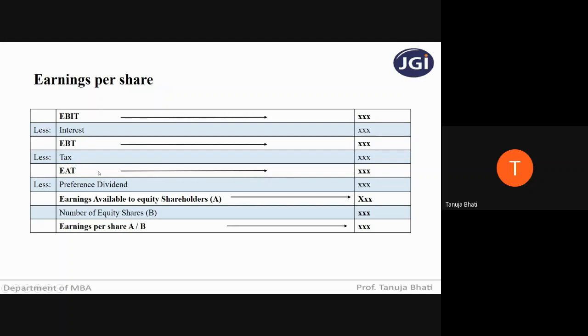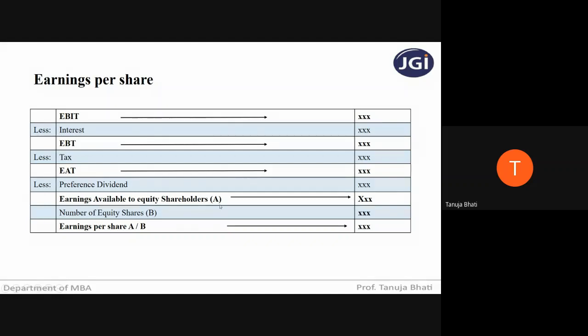Because equity shareholders get the share in the profit only after debenture holders are paid, only after preference shareholders are paid, they get it at the last. Equity shareholders always get the remaining earnings. So first, from earnings after tax, you have to pay the preference shareholders a preference dividend. Whatever is remaining belongs to the equity shareholders. So earnings available to equity shareholders is A.